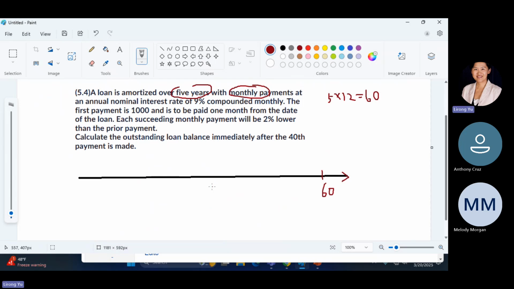Now the question is, how much was the balance after the 40th payment, when 60 is at 5 years? 40 payments, how many years? We don't know how many years. Months, right? Every year there's 12 months. So it's a little bit more than 3 years. 3 years is 36 months. We're trying to find the outstanding loan balance at the time.